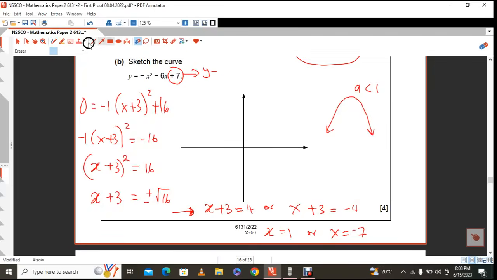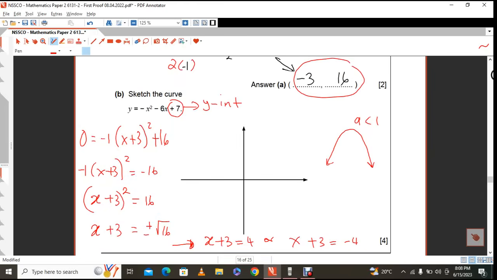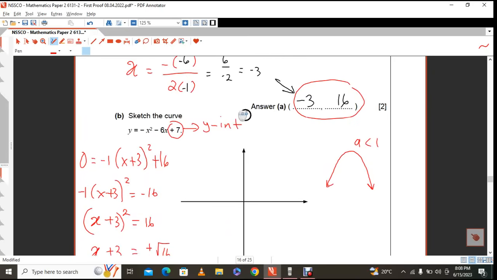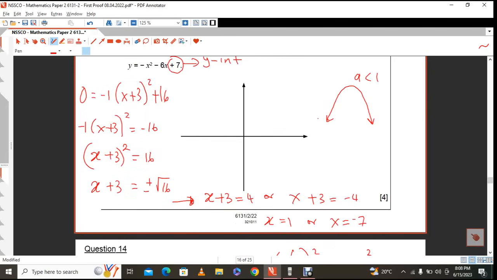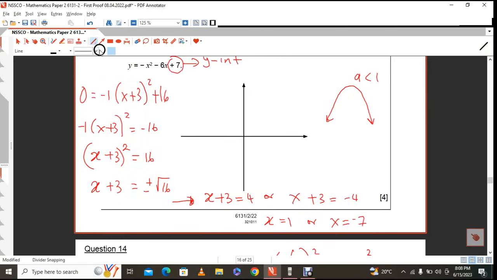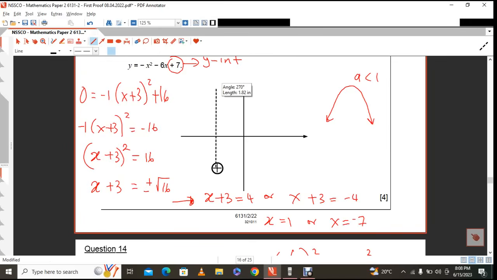Or you can find the y-intercept by making every value of x equal to 0. So now I also know where it's going to cross the x-axis. Not cross, what is the axis of symmetry? What is halfway? It's x equals negative 3. So this is what I'm going to do before I sketch. I'm going to bring in a dotted line somewhere over here, and I'm going to say this is the line x equals negative 3.